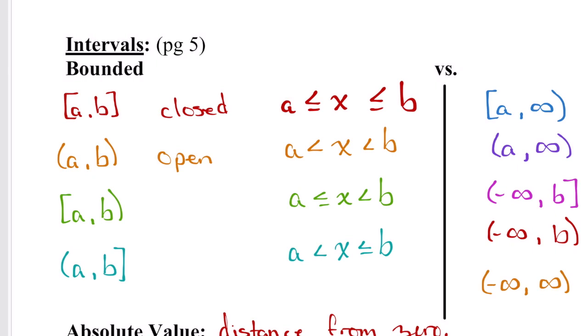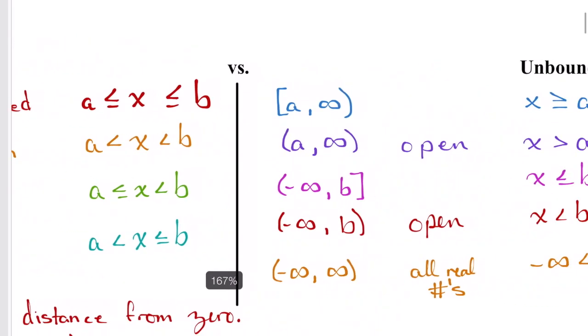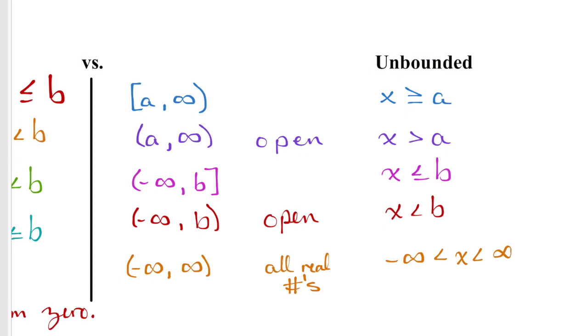So it's just a less than or a greater than. And so sometimes you can have one that you include and one that you don't. So that's when you'd switch up the brackets and the parentheses. When it's unbounded, then we have an infinity involved. So it can be 3 or greater.